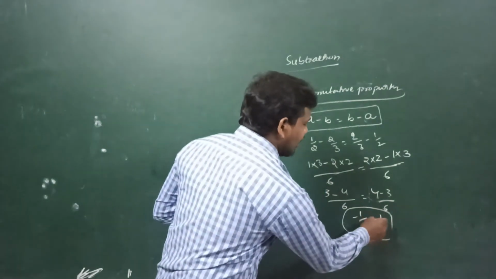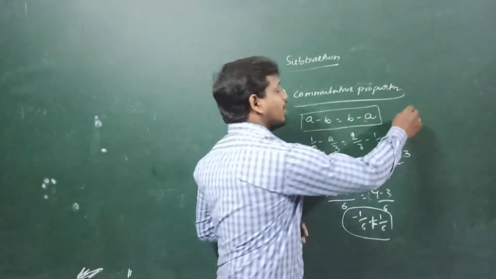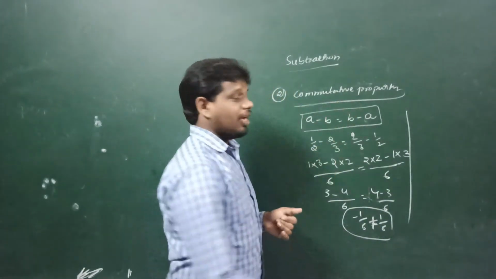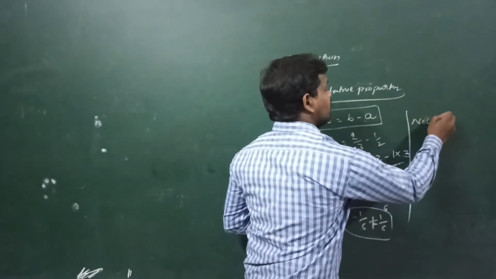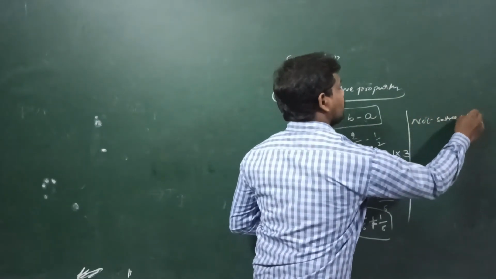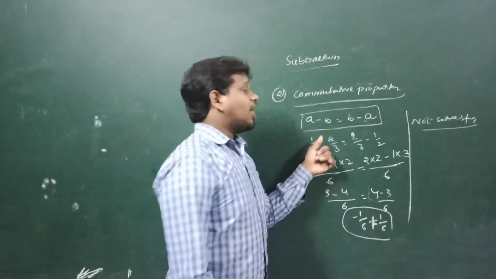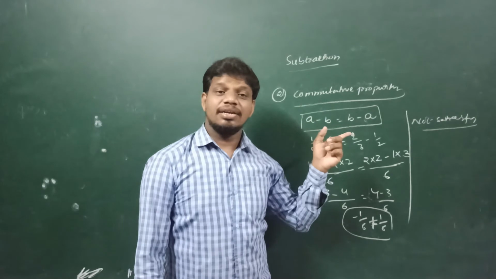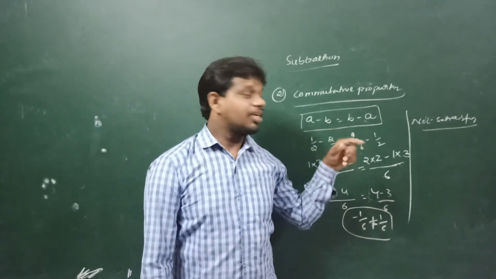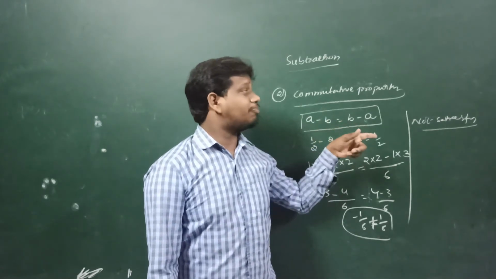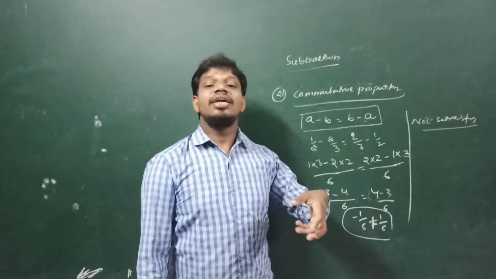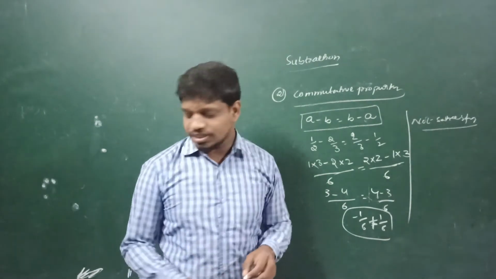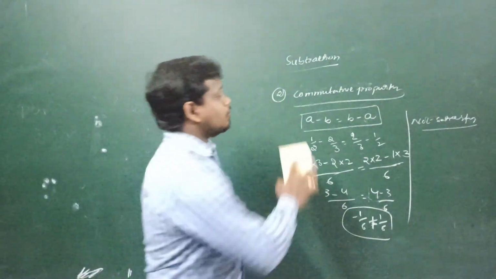These are unequal. So now what can we conclude? The rational numbers do not satisfy the commutative property. Not satisfied. Commutative property under subtraction is not satisfied, while under addition it is possible. Under addition it is satisfied, but under subtraction it is not satisfied. Remember, children. So next we will discuss associative property.